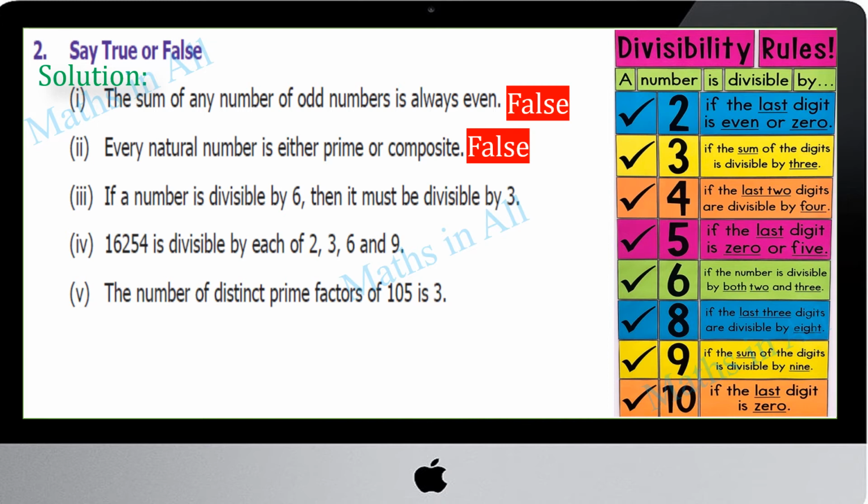If the number is divisible by both 2 and 3, they have given that. So 3 can divide it, right? So that's what is given as a statement. So the answer is true.